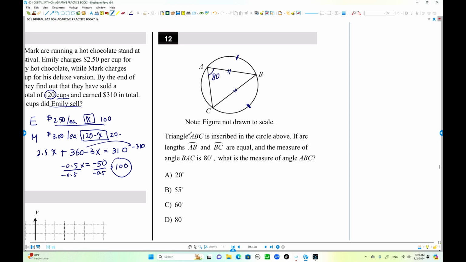So this is isosceles, right? Another 80. So what is the measure of this angle? 180 minus the sum of these two angles, 160, right? 20 is the answer, okay? That's number 12.